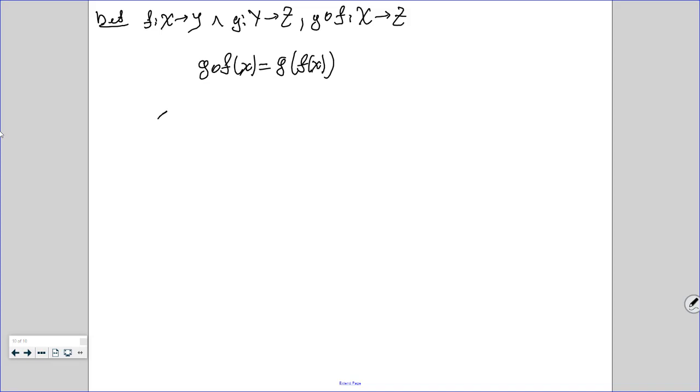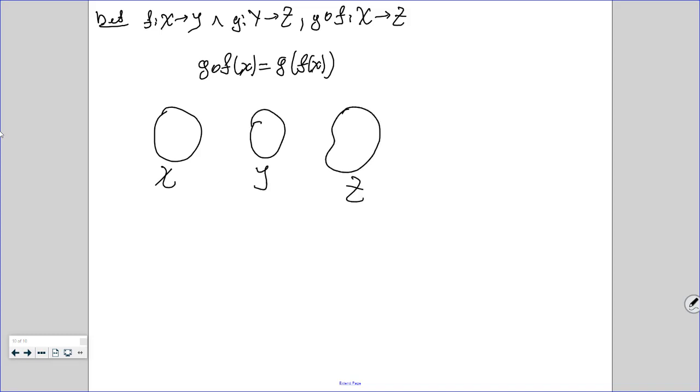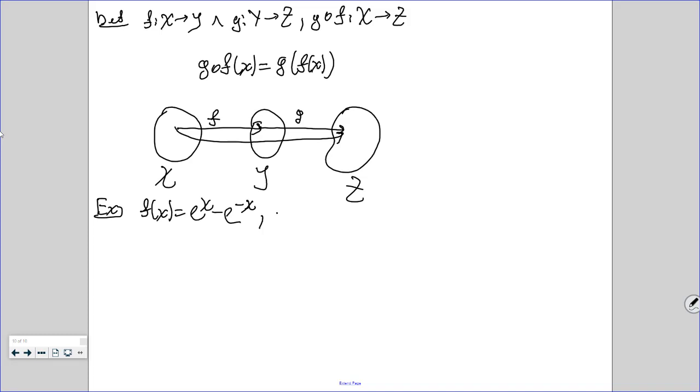So the intuition is the following. Suppose those are the sets X, Y, and Z. Then the function f takes us to Y and the function g takes us to Z. Then the composite function takes us from X to Z. Now we want to find the inverse of the function f(x), which is defined as follows. Let's write y equal to the following.